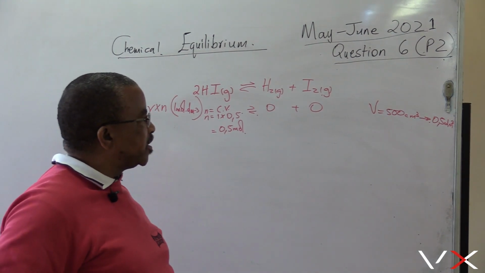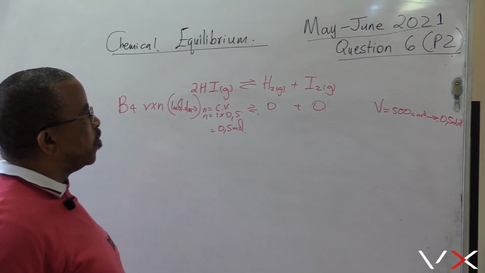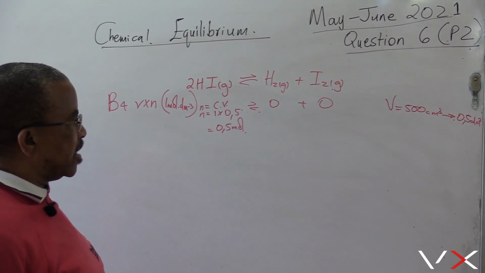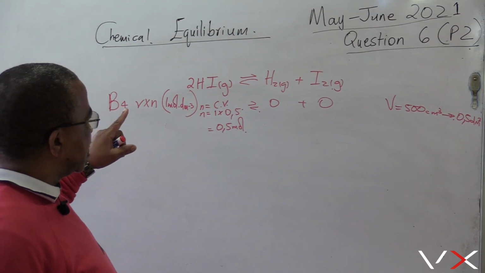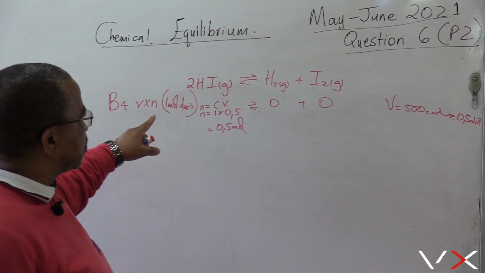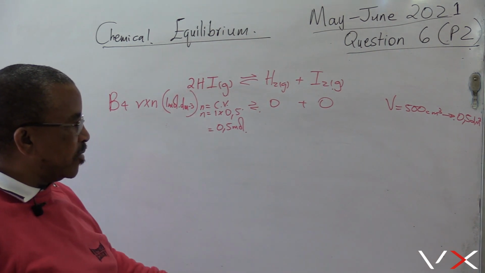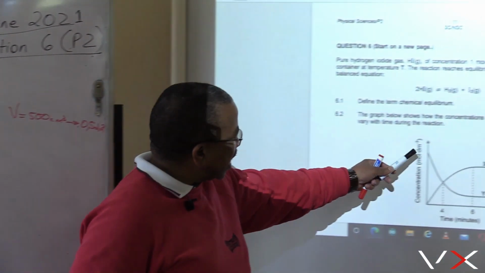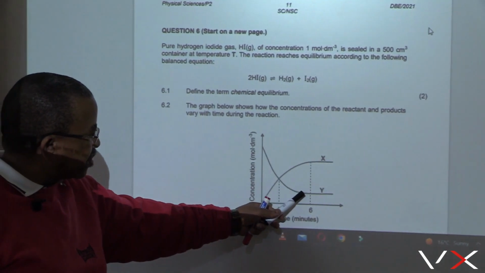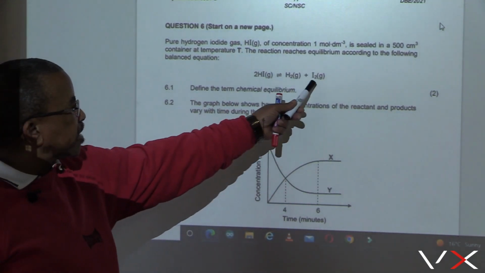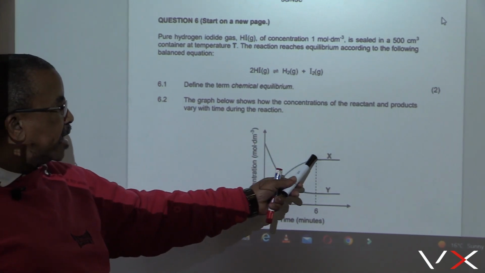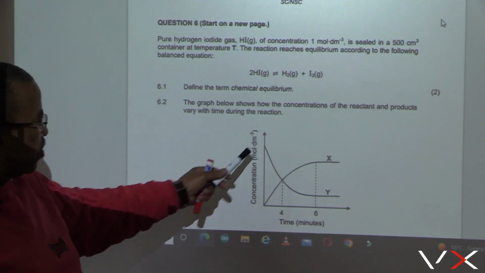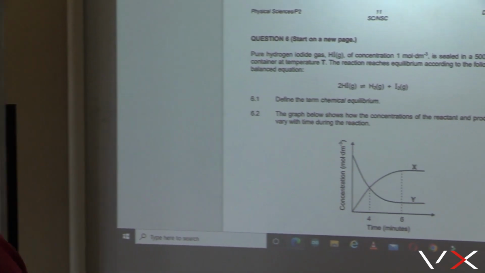Right. 6.2. The graph below shows how concentration of reactant and products vary with time during the reaction. See, X starts with concentration high and decreases, which is HI, the forward reaction, represented by Y. Y starts there and decreases until here, while the products, which were not there, increase, so X represents the concentration of products and Y represents the concentration of reactants.